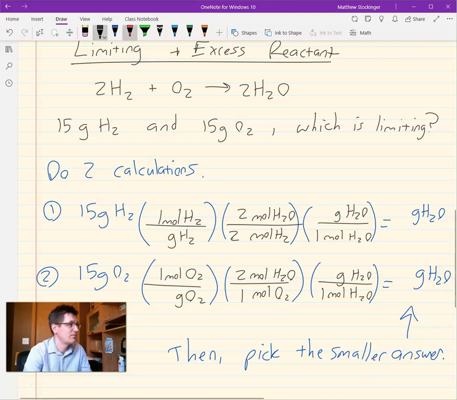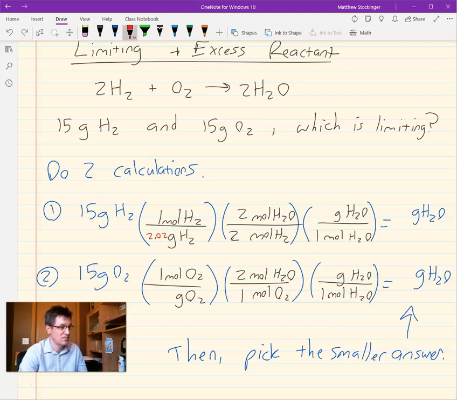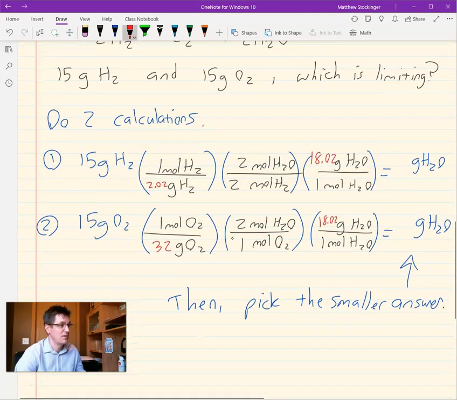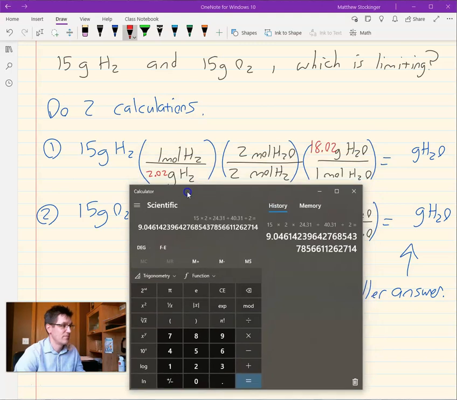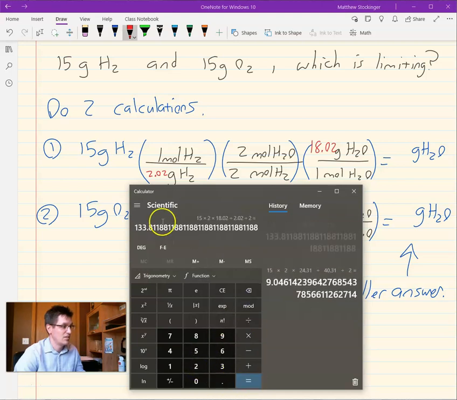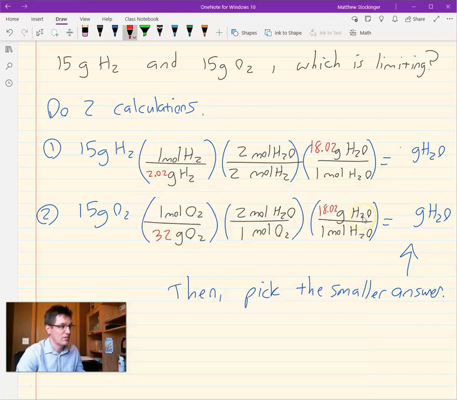Okay, got my setups. Periodic table for this is going to be 2.02. Periodic table for this is going to be 18.02. Periodic table here, and this is still 18.02. Multiply the tops, divide the bottoms. I'll do this one first. 15 times 2 times 18.02 divided by 2.02 divided by 2 equals, this one gave me 133.81.